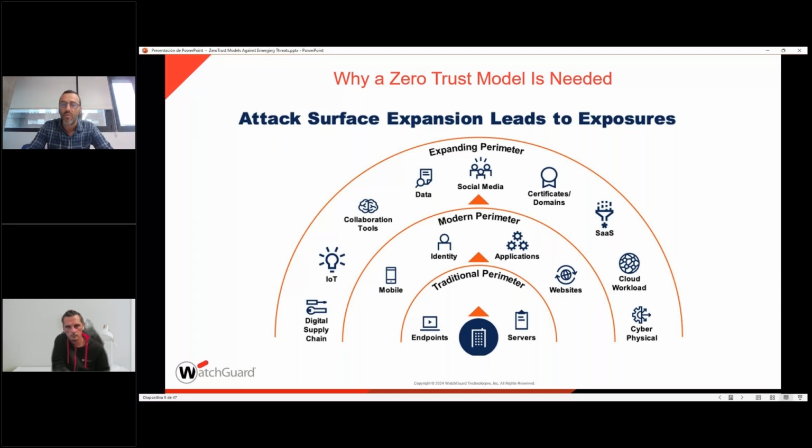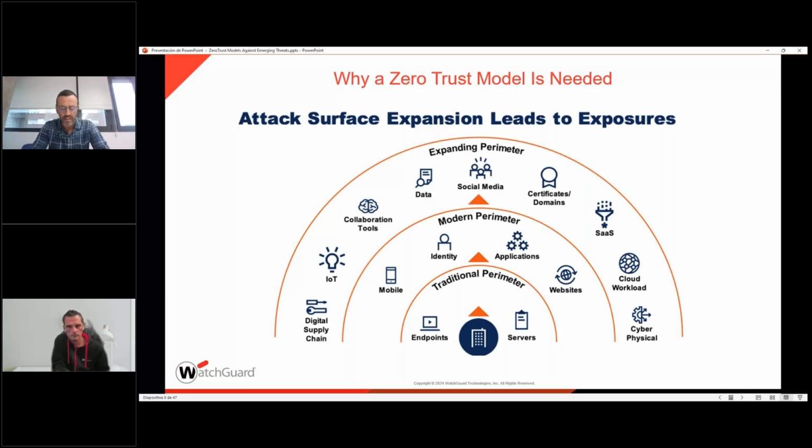Some 10 years ago, or probably more, the protection was much easier, right? We had the endpoints, we had the servers, and with perimeter solutions and an endpoint solution, it was enough. But as the number of applications and the complexity of the environments grow, with hybrid work, mobile identity and applications are the new perimeter. And now we are even expanding to SaaS applications, cloud workloads, IoT, data, social media. So the perimeter is becoming much more complex. The entry points that an attacker can use to gain access to the systems are much bigger. This is the main reason zero trust models are needed now.